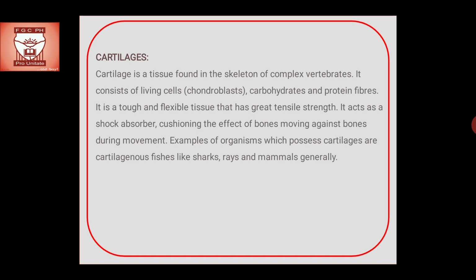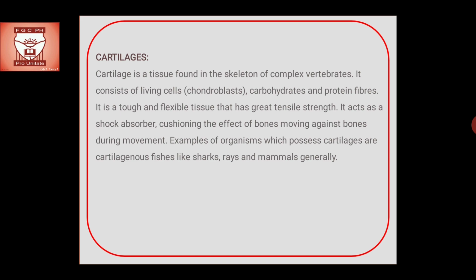The third component of skeleton is the cartilages. What is this cartilage? We say cartilage is a tissue found in the skeleton of complex vertebrates. It consists of living cells, which are normally called chondroblasts. It consists of carbohydrates and protein fibers. It is a tough and flexible tissue that has great tensile strength.